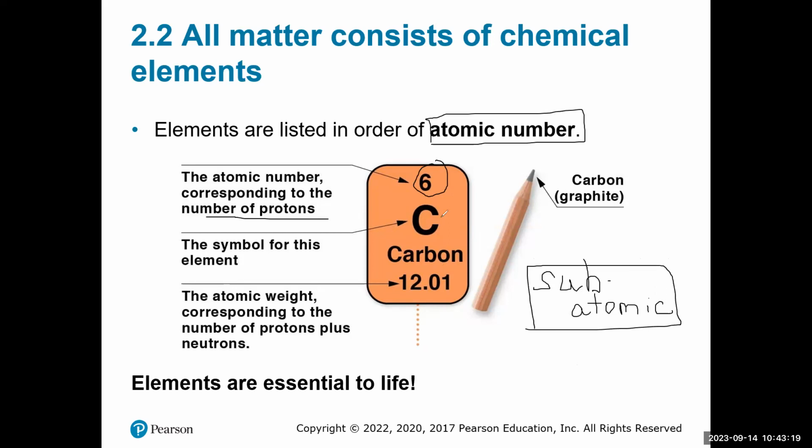So here's carbon. Carbon is C. The atomic number is 6, so it has 6 protons. The atomic weight of carbon is 12.01. We usually just say 12. So 12 is the number of protons plus the neutrons. We're going to get there. And here's a picture. This carbon is the graphite in the pencil.